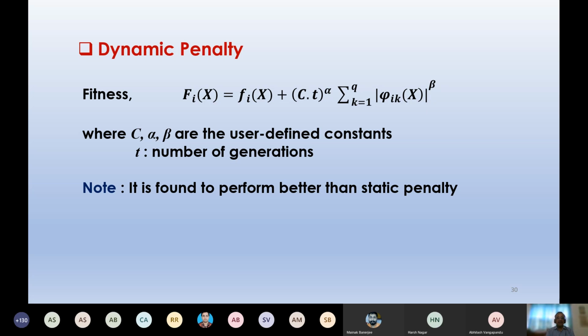What does it mean? That means initially, I'm not putting much penalty on constraint violation. I'm putting less penalty. But as iteration proceeds, if there is any violation of the functional constraint, I'm putting more penalty. That means initially you allow some solutions to participate in GA, and then gradually you put more pressure. If there is a violation, put more penalty. So as iteration proceeds, I'm going to put more pressure.